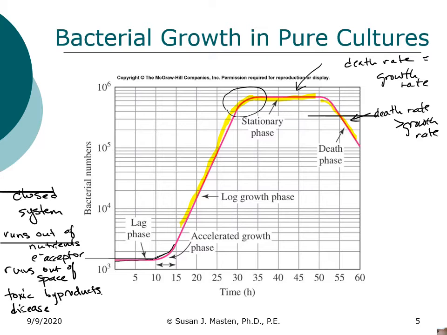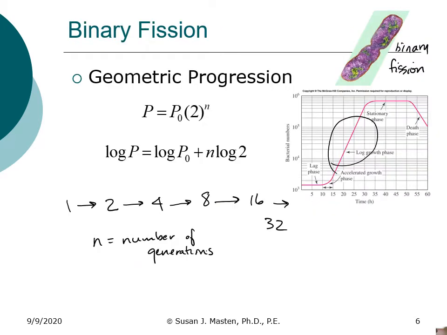And where you see this point, this decline in growth, we can talk about that as the carrying capacity of the system. Now, with bacteria and many other microorganisms, they reproduce by binary fission. So one organism produces 2, those 2 produce 4, those 4 produce 8, and so forth.